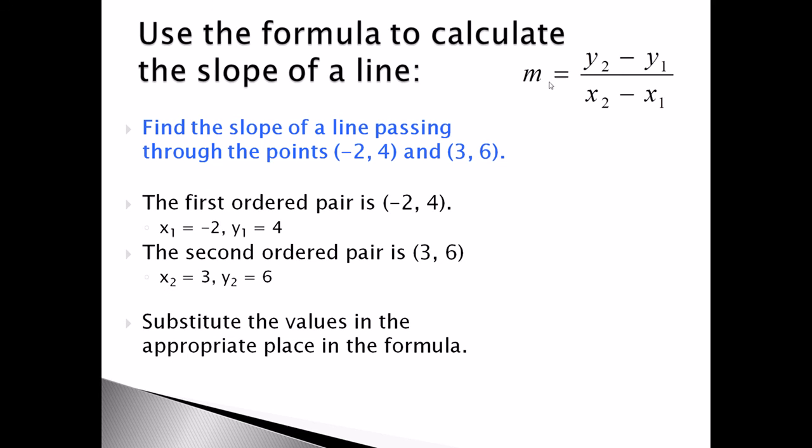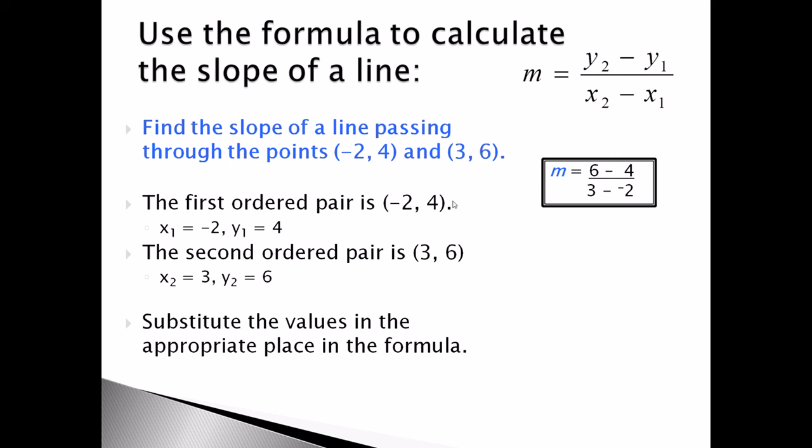All right, we're going to put those values in the equation. So I'm going to have m equals, what is going to go right here for y sub 2? Oh, that's 6. So I'm going to put 6 here. Take away y sub 1. Which number is y sub 1? 4. Now we're going to put a bar. X sub 2. Where's my x sub 2? Oh, it's 3. It's right there. Take away x sub 1. What's my x sub 1? -2. Okay, you got that?